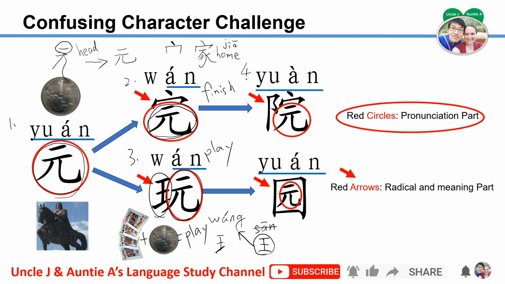The fourth character, yuan, what does it mean? Let's take a look at the radical part. The radical is like this. In order to explain the meaning, we have to turn it around a little bit, turn left about 90 degrees. It looked like this. So the meaning is a mountain.